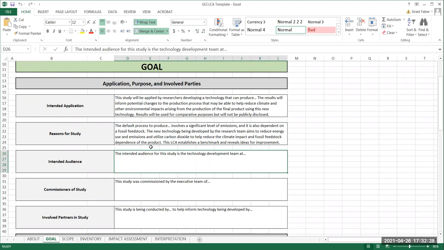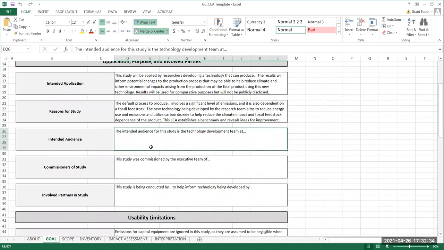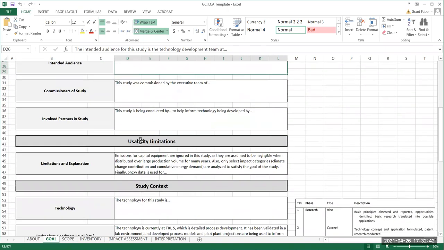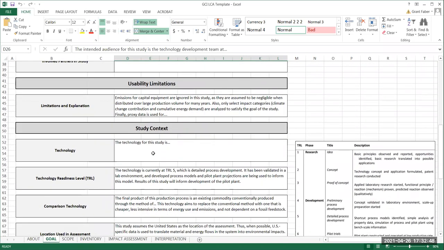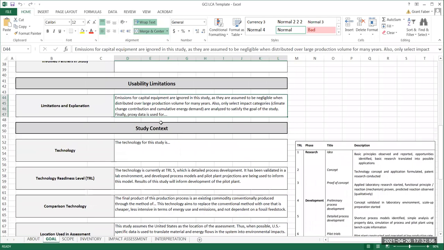So in the goal worksheet here, this is essentially the background of the study, trying to elucidate things related to the purpose, the involved partners, the commissioners, and so forth. We have a section on limitations here. I won't dive into each of these boxes individually, and hopefully for many of them it's apparent what they represent. One thing to note explicitly here too is that the existing write-ups in many of these boxes are just for this generic default chemical process that this template is modeling. We chose to use this generic process so that it's not distracting.